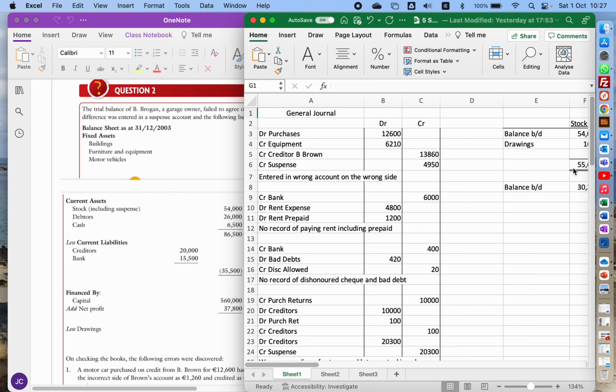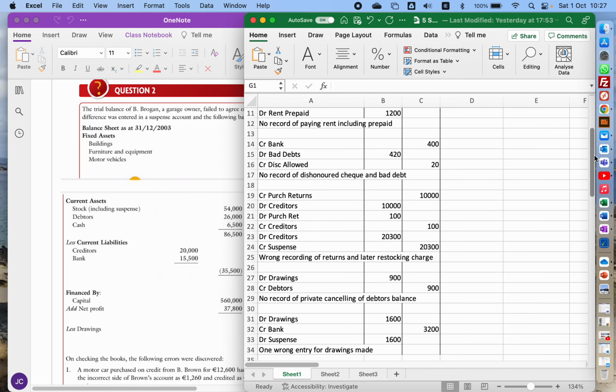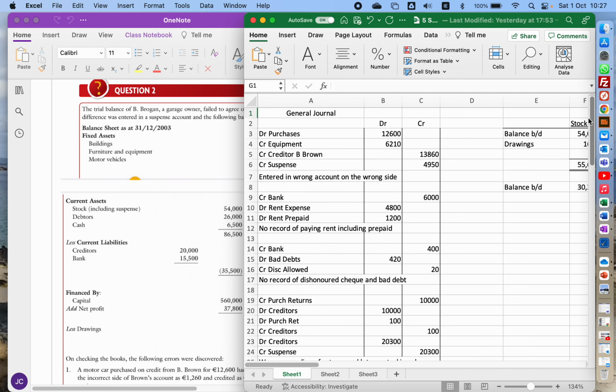Corrected net profit now. So what I do with this is, first I have to go through my general journal and isolate all of the incomes or expenses which may have been changed. Because if I have more or less income or expense, that would affect my net profit. So what I'll do is I'm just going to highlight all of the entries here.